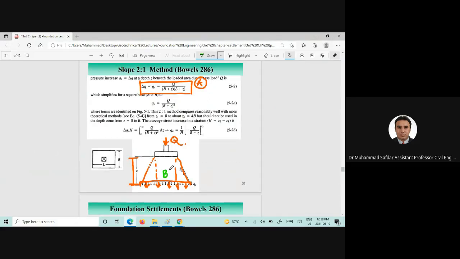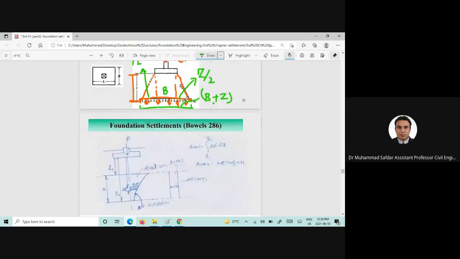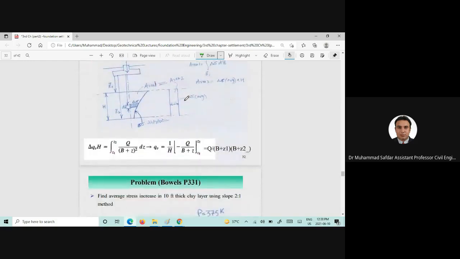Now, this would be Z by 2. This will also be Z by 2. Okay. So this one would be B plus C. And if you are given a square base, you can use this equation.